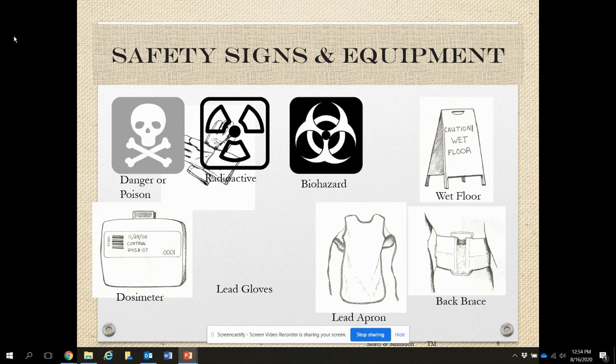The skull and crossbones means danger or poison. Then you have next to that the radioactive symbol. Behind the radioactive symbol are lead gloves. But the radioactive symbol is for radiation when there's radiation in that area or could be used in that area, so we mean x-rays are taken in that area. The biohazard, you'll find those on the sharps container. So that symbol will be on all of the sharps containers.